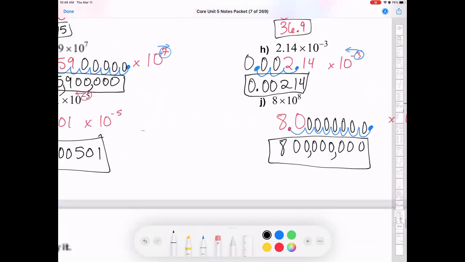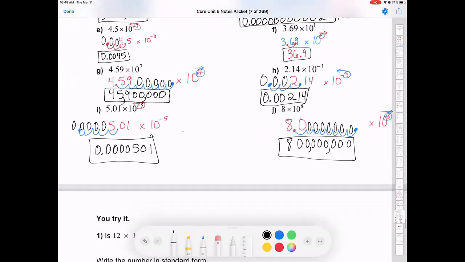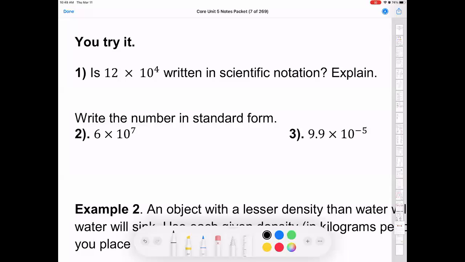Fantastic job to those students. Are there any questions at all on any of those four? Go ahead, feel free to pause the video and ask. All right, on the you try it is 12 times 10 to the fourth written in scientific notation. Go ahead, please pause the video, try 1 and 2, and then we'll come back together and see what we got.